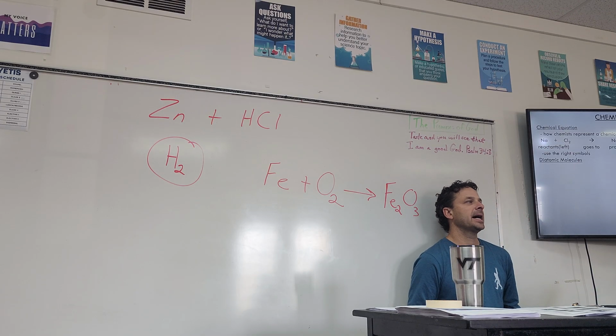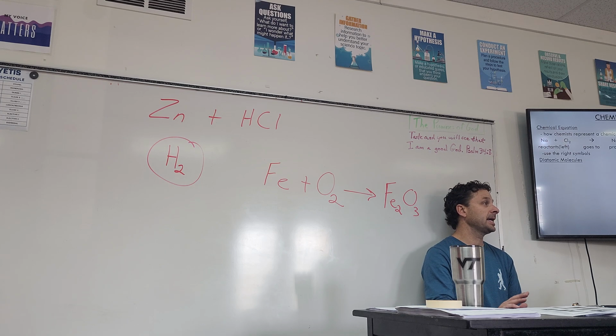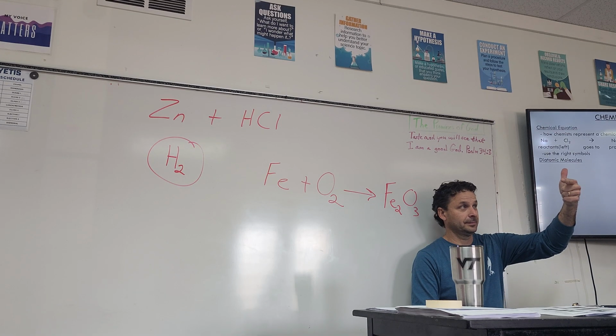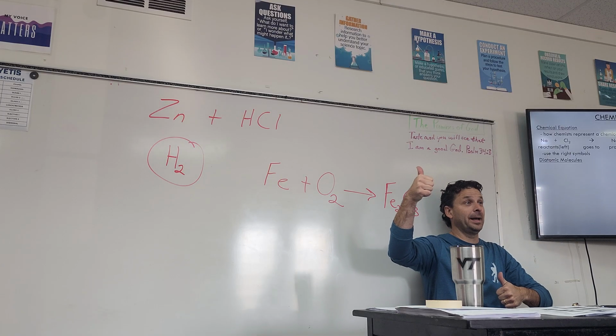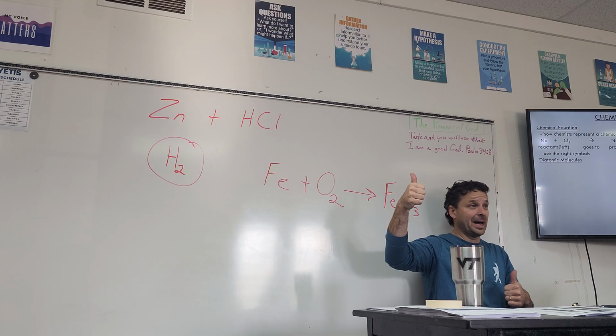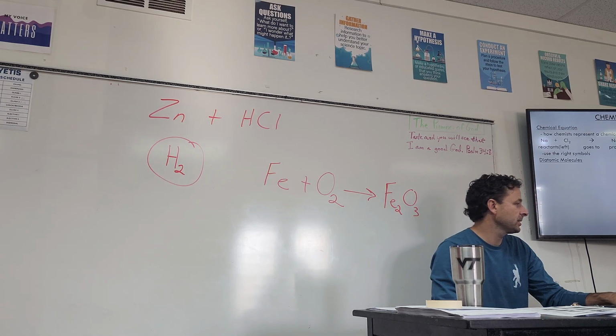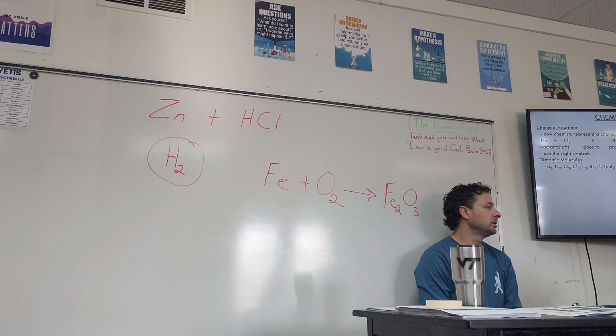Who can tell me the seven diatomic molecules without looking at the periodic table? Who can tell me them looking at the periodic table? Nitrogen. Chlorine, phosphorus, iodine. Boron. Who said hydrogen? Good. It's hydrogen.